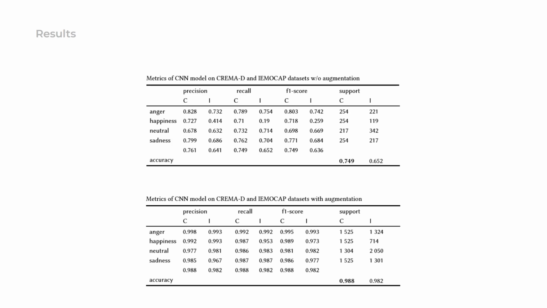For example, for the CNN model on the IEMOCAP dataset, the F1 score for happiness is only 0.26, while for the other classes, this value exceeds 0.6. On the other hand, there is no such problem with the CREMA-D dataset. If we look at the same model but on the augmented datasets, we can see that the difference in the F1 score value between the classes has significantly decreased, and for all of them exceeds 0.97.